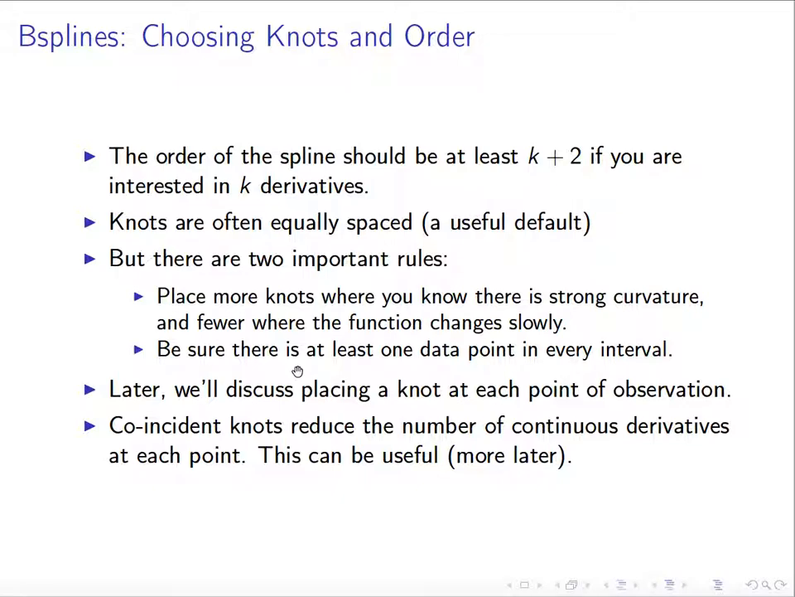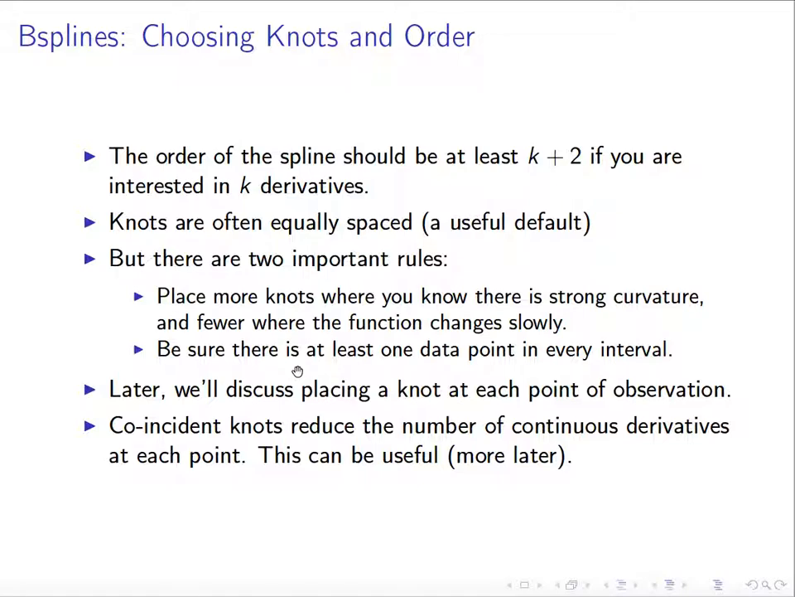In some special cases, when the observations are not equally spaced, we may want to put more nodes where we know the function has more curvature, and fewer nodes where the function has small change. But we want to make sure that in each segment there is at least one data point, to make sure the B-spline basis function is identifiable.